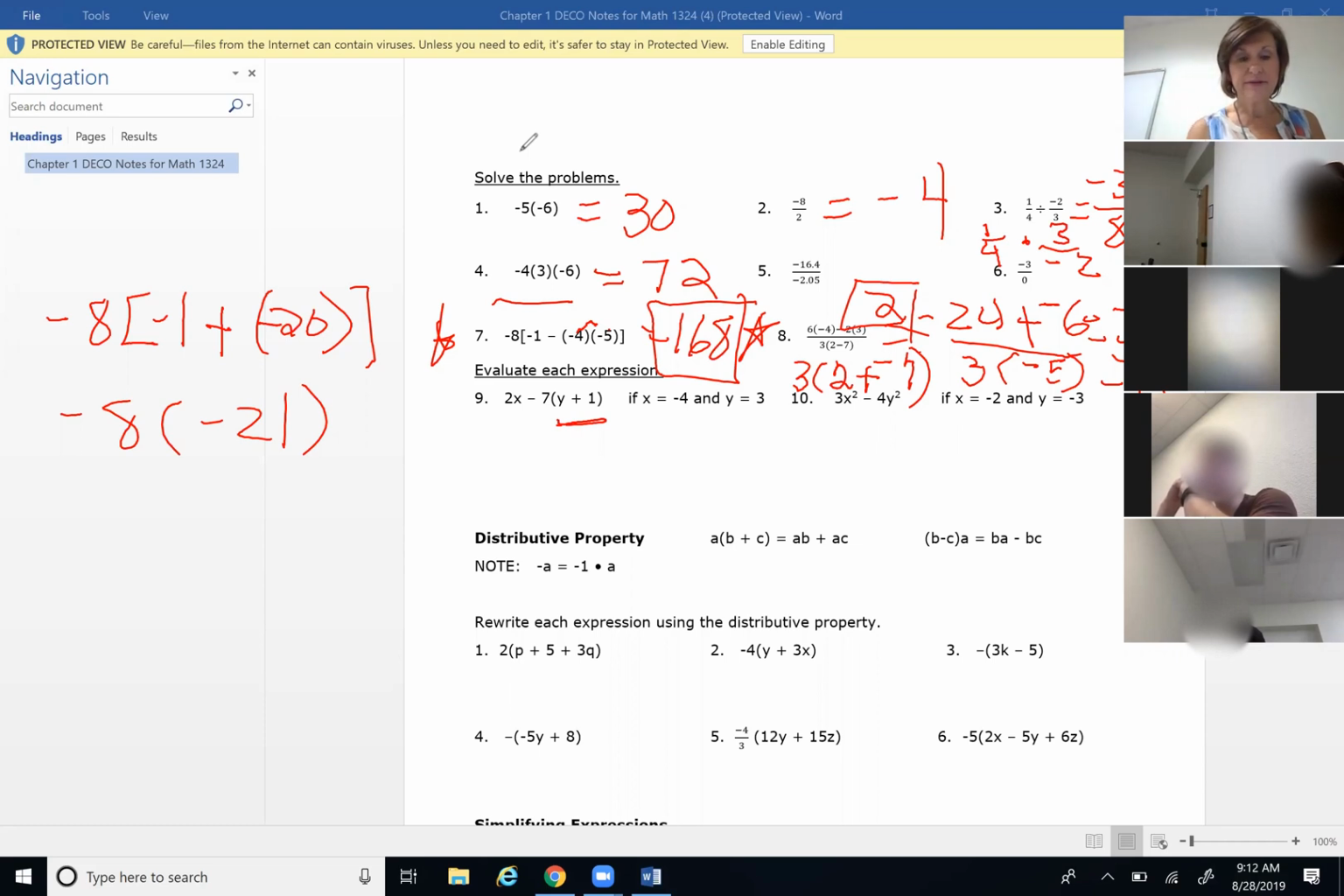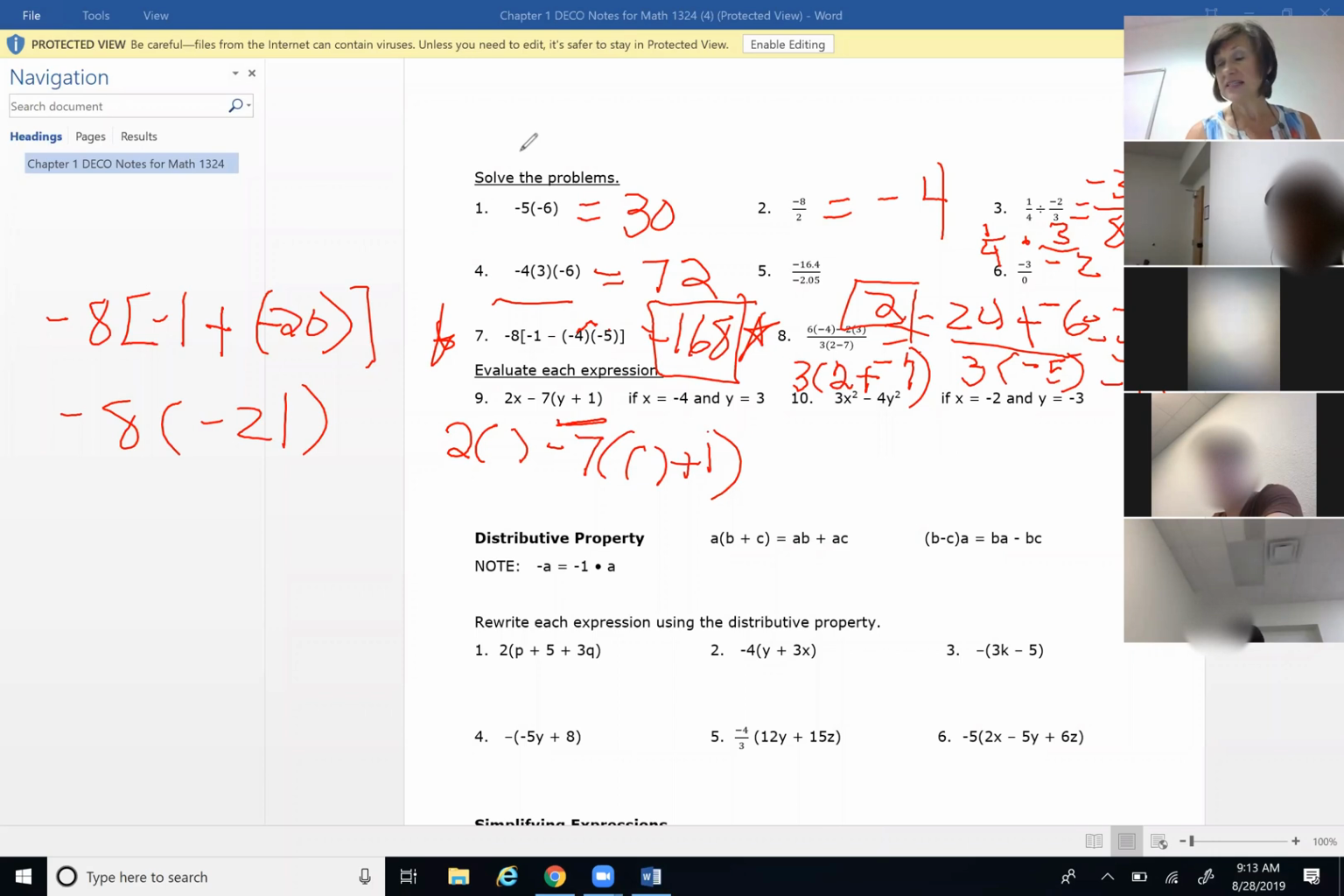So on this one, if we were to evaluate this, 2 times x minus 7 times, and in parentheses we have y plus 1, my suggestion to you is this: wherever you see a letter, you want to put an open parentheses and then go back and plug in the number that they're telling you to use. So where x is, it tells me x equals negative 4. So I'm going to put a negative 4 there. And my y is supposed to equal 3.